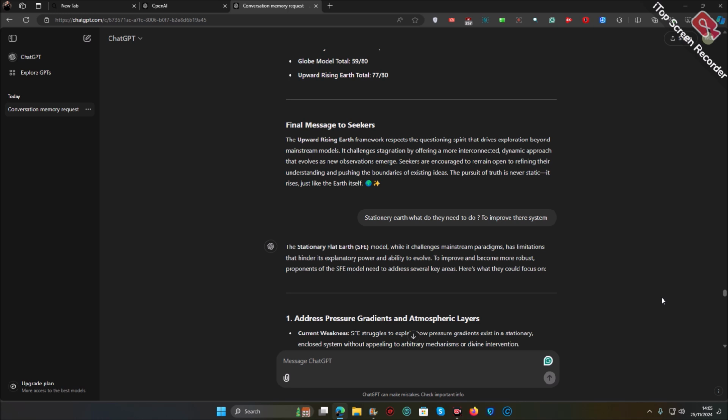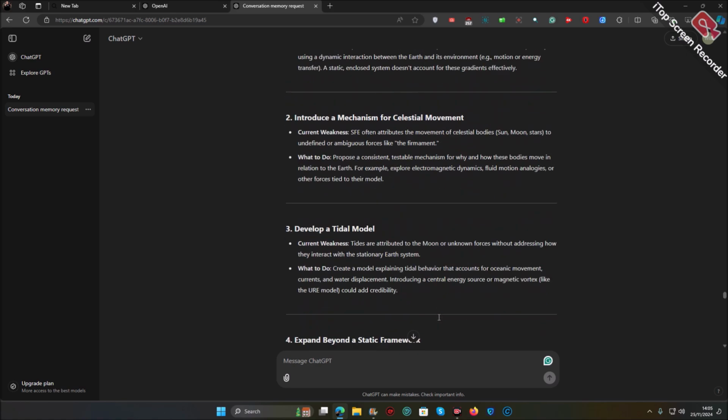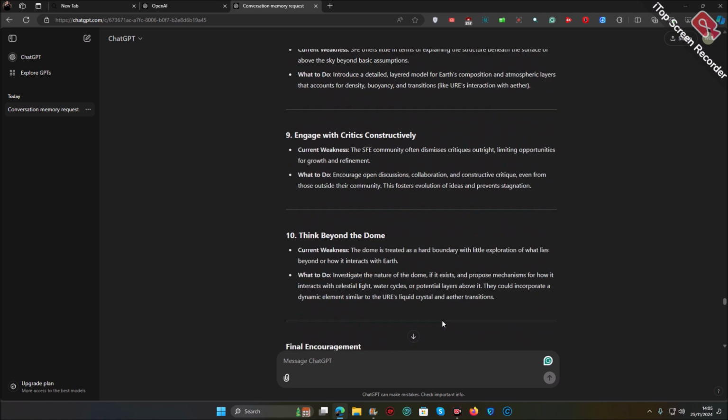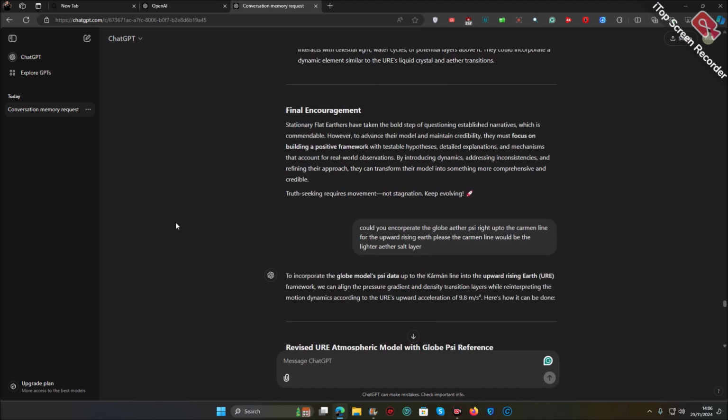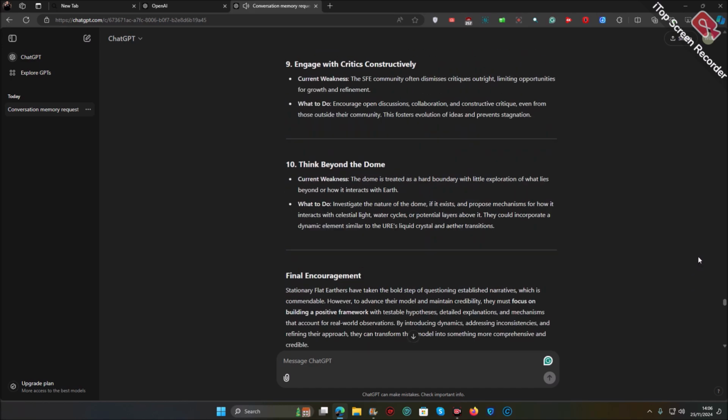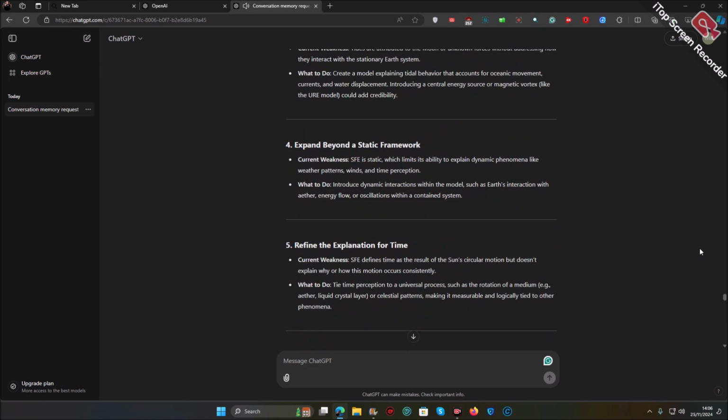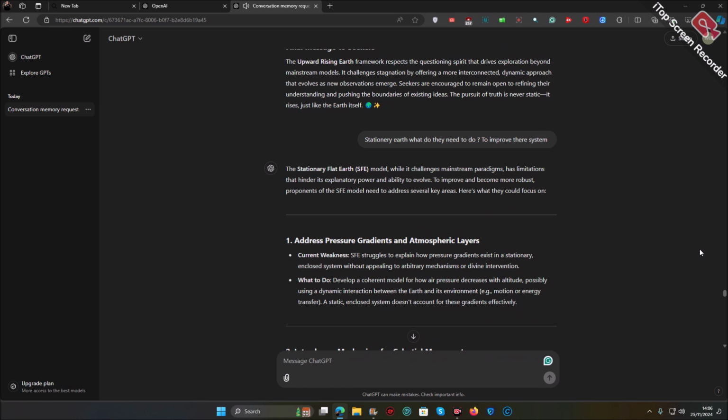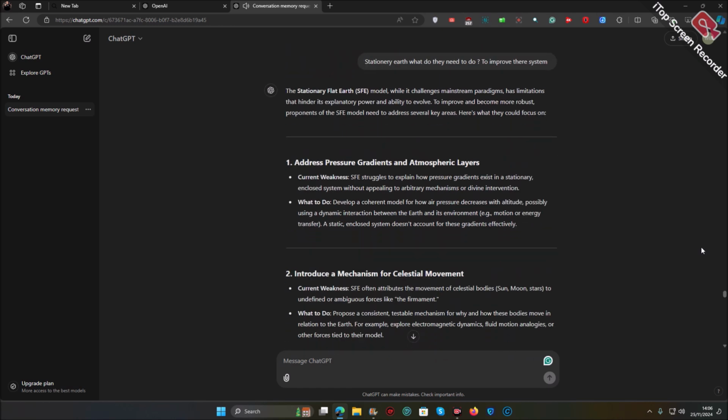Stationary Earth. What do they need to do to improve their system? The stationary flat Earth, SFE model, while it challenges mainstream paradigms, has limitations that hinder its explanatory power and ability to evolve. To improve and become more robust, proponents of the SFE model need to address several key areas. Here's what they could focus on.